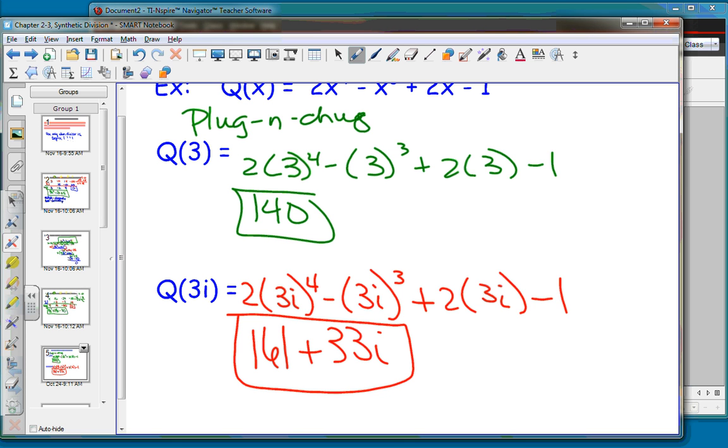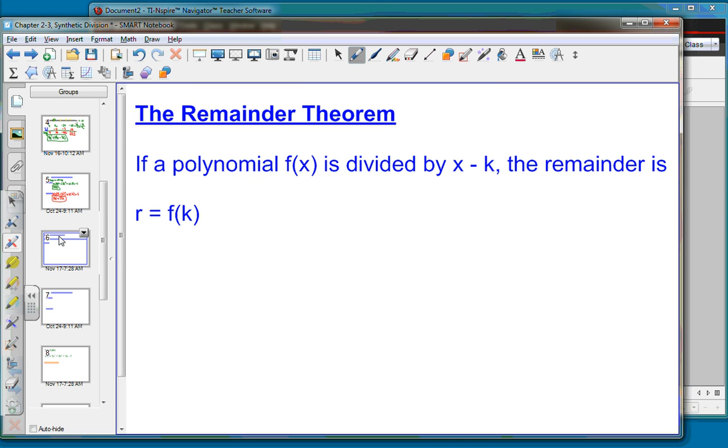Now my question to you is, can I get these things another way? Well, darn tootin', yes I can. You know how? If a polynomial is divided by x minus k, the remainder is r equals f at k.